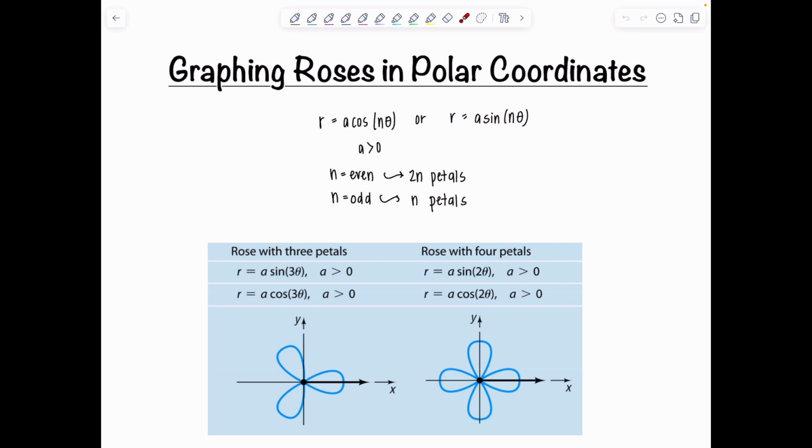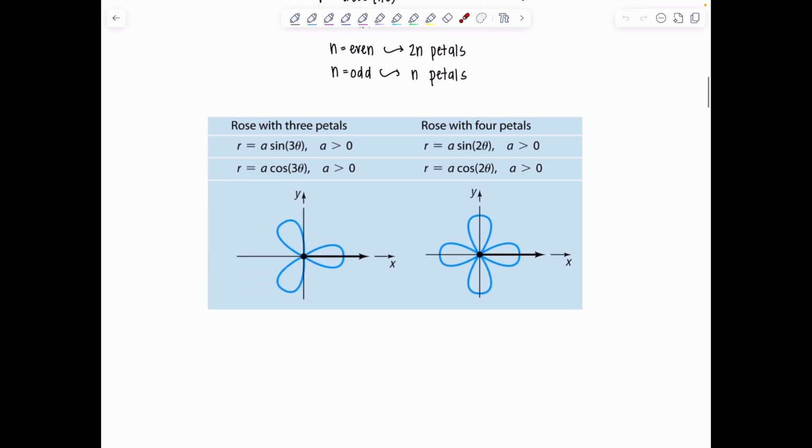So here's some examples. It doesn't really look like a rose, but this is what we call a rose. So you would have a rose with 3 petals if there's a 3 in front of the theta, because 3 is odd. That tells you, boom, you got exactly 3 petals, 1, 2, 3. Now, where exactly they're oriented depends on whether you have sine theta or cosine theta. So we'll work on putting that together. And then notice here, n is 2, which is an even number. So then you have 2 times 2 petals, or 4 petals, and your rose would look something like this.